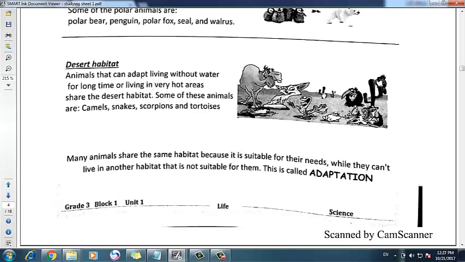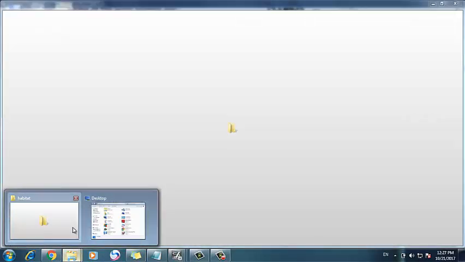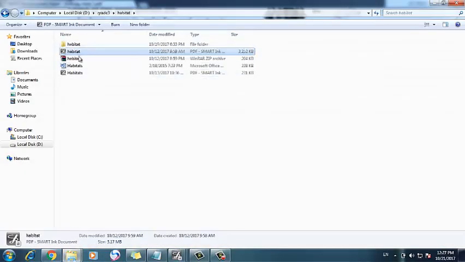You know the cactus plant? The cactus plant lives in the desert. The habitat of the cactus plant is a desert, as the cactus plant can adapt to living without water for a long time, as it keeps water inside its body. Fine. Let's see some different animals that live in different habitats.